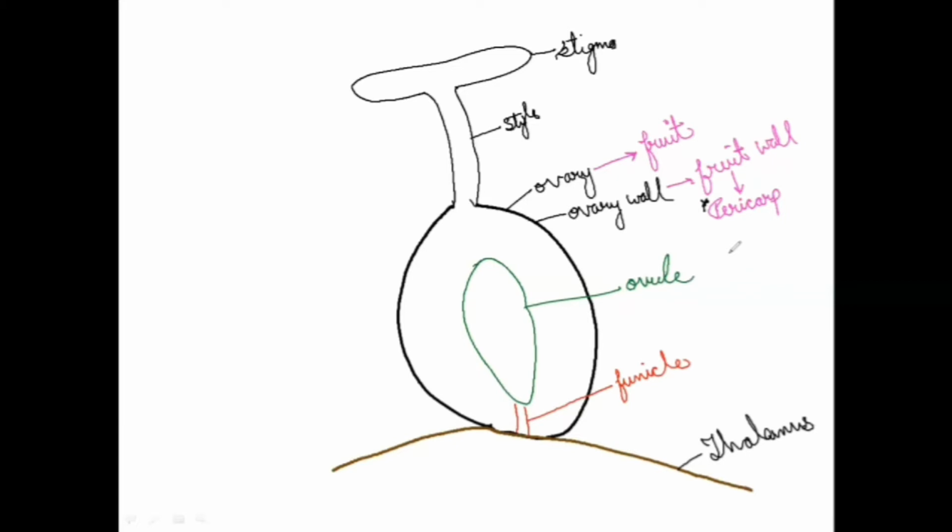Now, what is happening here, guys? We need to remember a few terms over here. The point where the funicle attaches to the ovule is known as the hilum. We get to see the hilum in seeds also. I'll show an example here in the form of a diagram. Now, the point where the funicle attaches to the ovary or to the thalamus is known as the placenta.